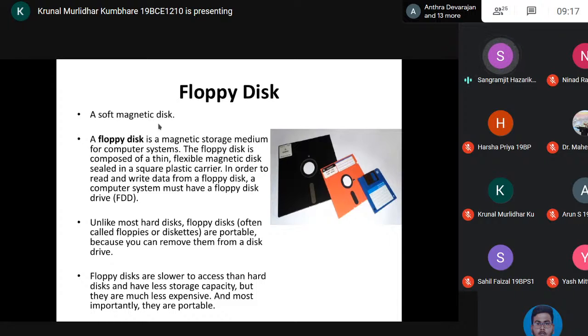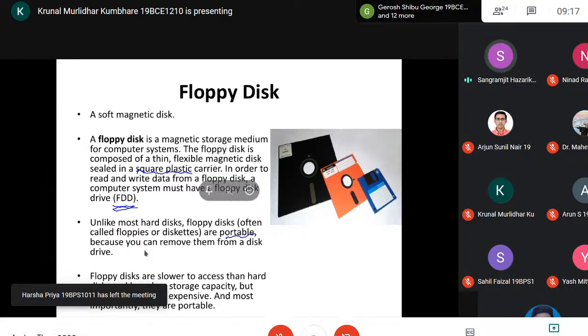These are the types of magnetic disk. A floppy disk is basically a soft magnetic disk. It's a thin magnetic disk sealed in a square plastic carrier. We have a floppy disk drive to read and write data from a floppy disk. Floppy disks are portable because they can be removed from a disk drive.